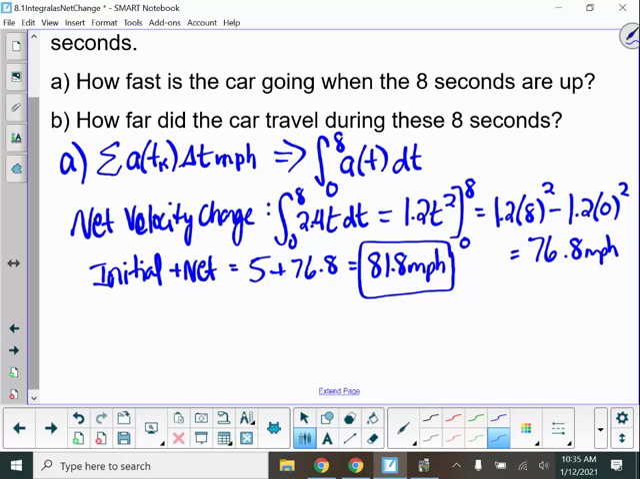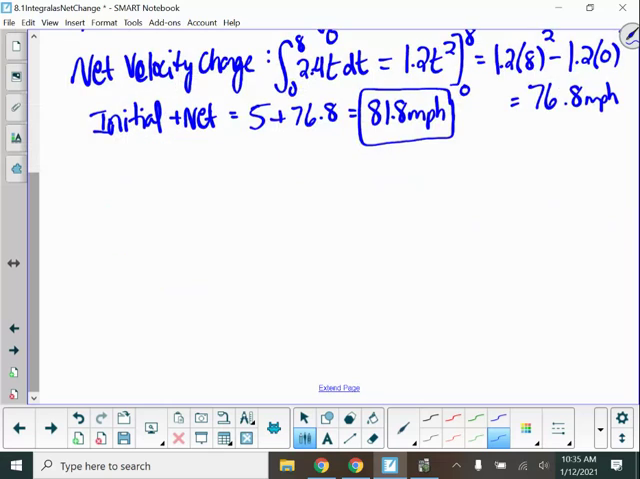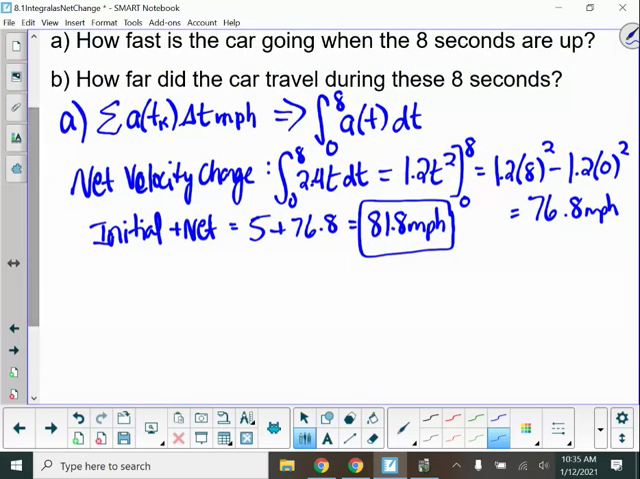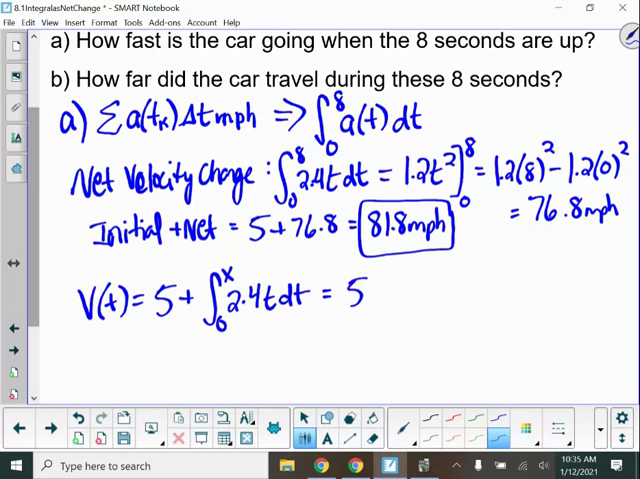My total velocity, using what we have here, where it says how far did the car travel. So I know that my velocity at any time, using the fundamental theorem of calculus, was that initial 5 plus the integral from 0 to x of 2.4t dt, which whenever we took the integral there, that's going to be 5 plus 1.2t squared miles per hour.